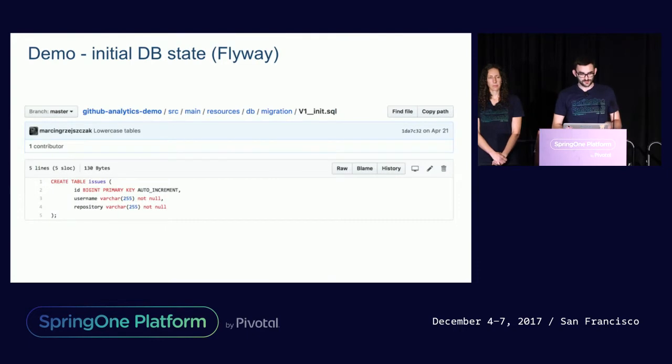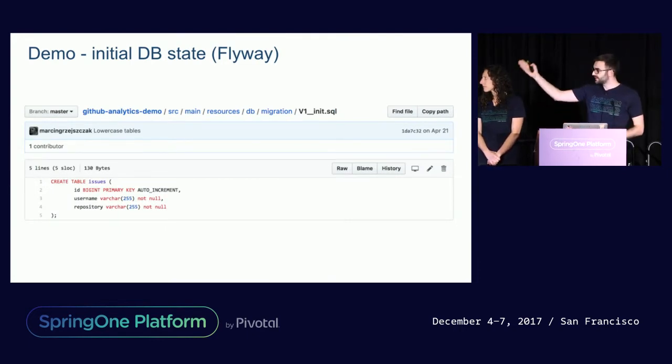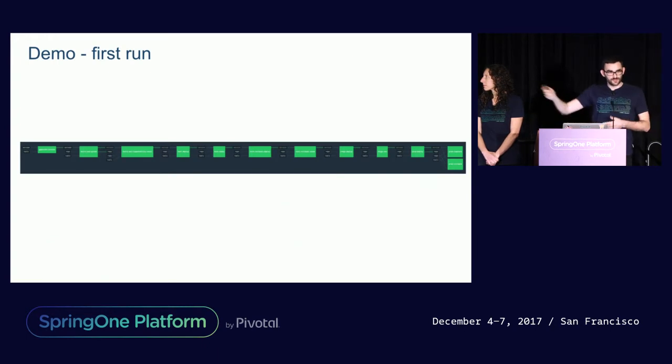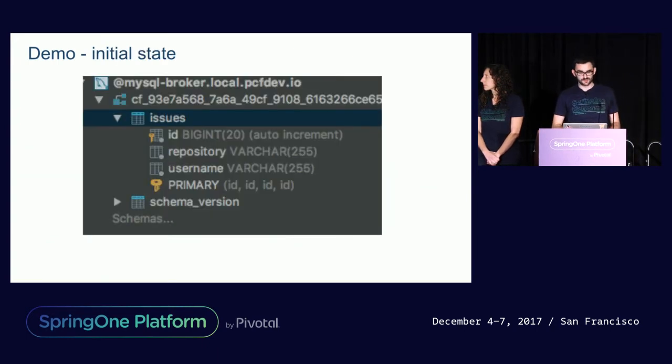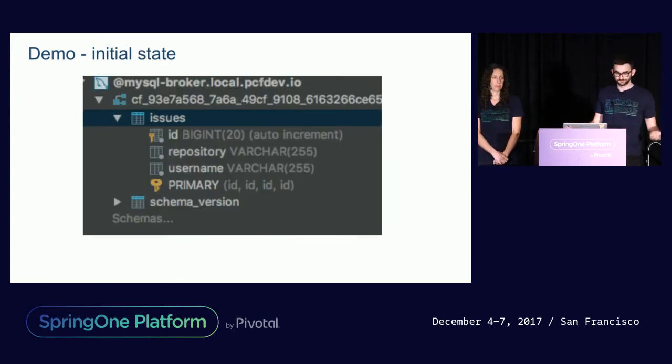We've gone to production. We have created the Flyway script. So we say create table issue, and there is a username and repository columns there. We go through the whole pipeline. We've gone to production. So this is our schema, repository, username, right?